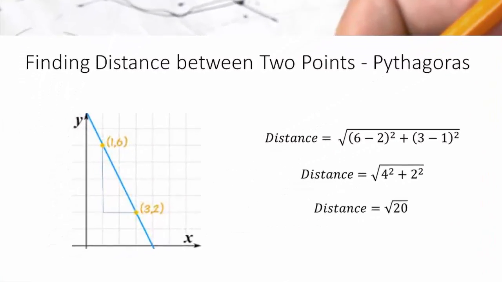And I'm going to simply use the word Pythagoras here. Now you can see I've given you 2 points here. One point has the coordinates 1, 6, so x equals 1 and y equals 6. The next point has the coordinates 3, 2.